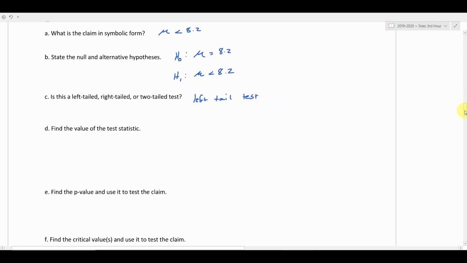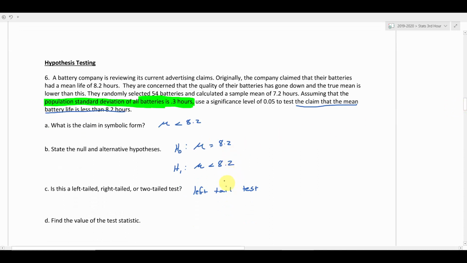Okay, and another thing that I like to do, we identified what type of test we're doing. We know if it's a left tail or right tail. We know it's a Z test. I just like to go through and write down all the important information that they gave us. In this problem, I like to pick out all of the different numbers. So for instance, our sample size was 54. So that way I just have that information nice and handy. The significance level of this test is going to be 0.05. We know the sample mean, right? So from our 54 batteries, we found a sample mean of 7.2 hours, and we had a population standard deviation of 0.3 hours. And then the last thing was our population mean, or the assumed mean, was 8.2 hours.